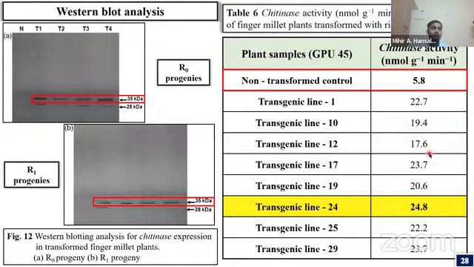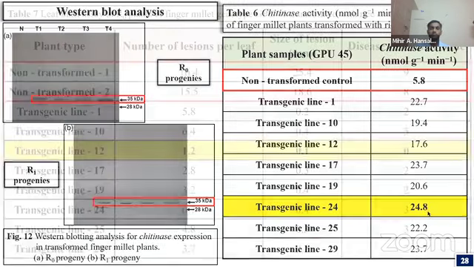Then Western blot analysis was done to check the expression of the chitinase enzyme. R0 and R1 progenies both show a 35 kilodalton protein. Then table 6 shows the chitinase activity in R0 progeny of finger millet plants transformed with the rice chitinase gene. The non-transformed control shows 5.8 chitinase activity, and the transgenic line shows 24.8 chitinase activity.